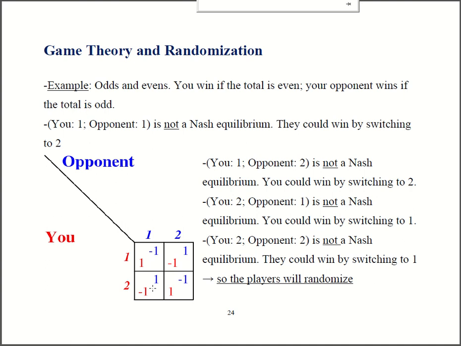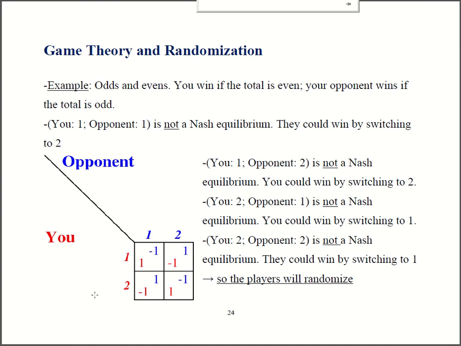And lastly, when you're playing 2 and they're playing 1, we're over here, and that's also unstable because you want to play 1 instead and raise your payoff to +1 from -1. So no single outcome here is stable. There's no Nash equilibrium in these cells.